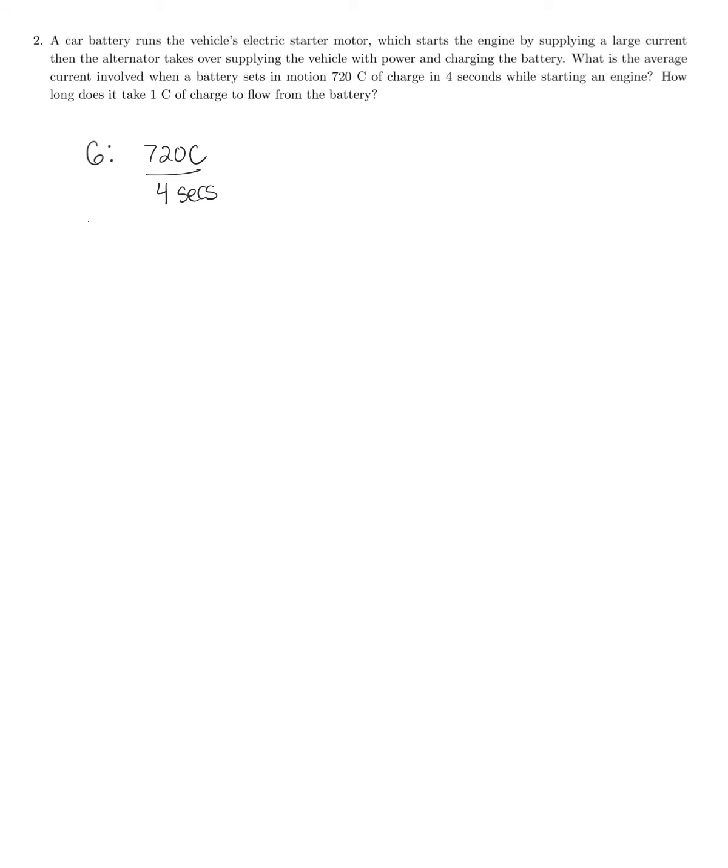Okay, then we'll go to our unknowns. So it says, what is the average current? So I average involved. And then it says how long. So we know when it says how long, that it's talking about time. So the time to take 1 coulomb of charge to flow from the battery.